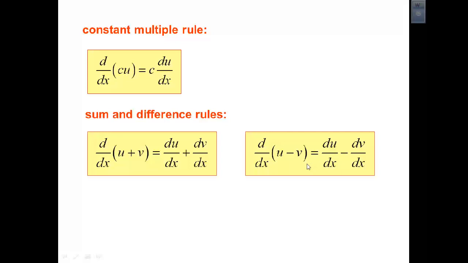And you have the exact same rules with subtraction. Derivative with respect to x of u minus v is the derivative of u with respect to x minus the derivative of v with respect to x.